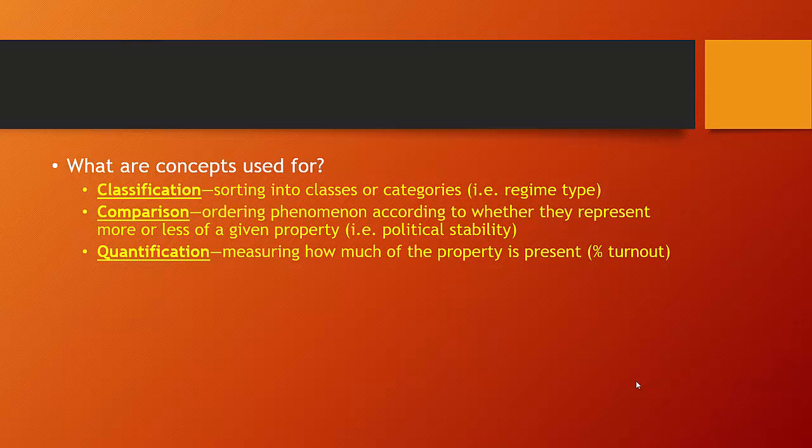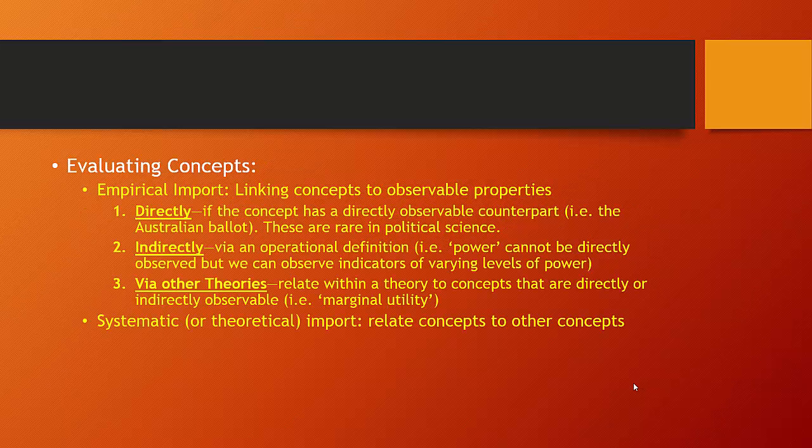Finally, concepts can be used as a basis for quantification, which measures how much of a property is present. So if we think about voter turnout, a concept can map onto something that will establish for us the percentage of voter turnout in a given election. To evaluate a good concept, we need to ask ourselves whether it has both systematic import and empirical import. When we talk of empirical import, we're saying, is it possible to link our concepts to observable properties? If we can't, we can't use concepts as data containers.